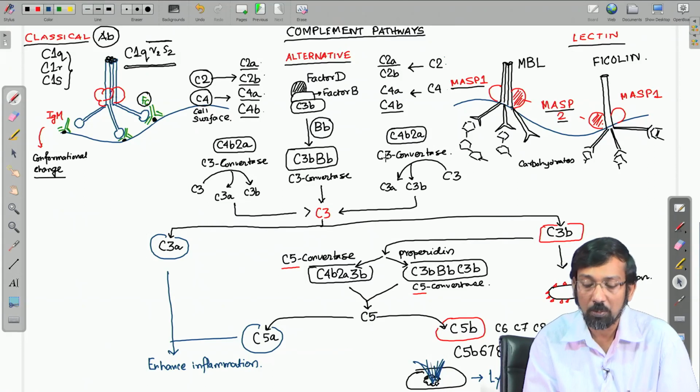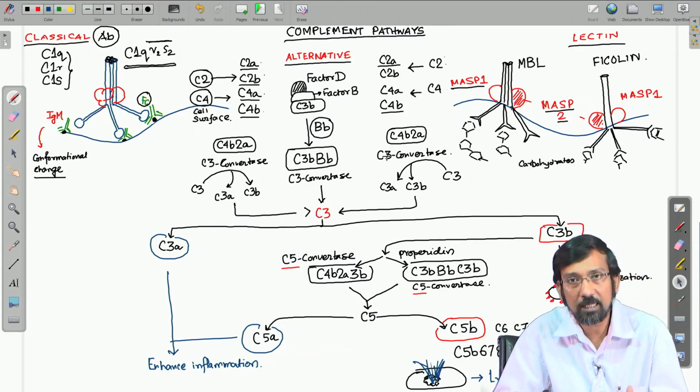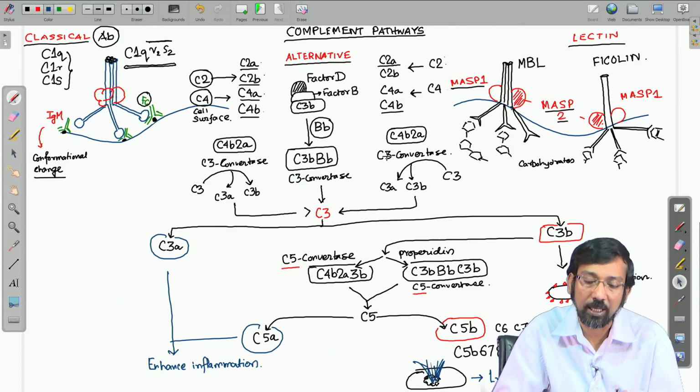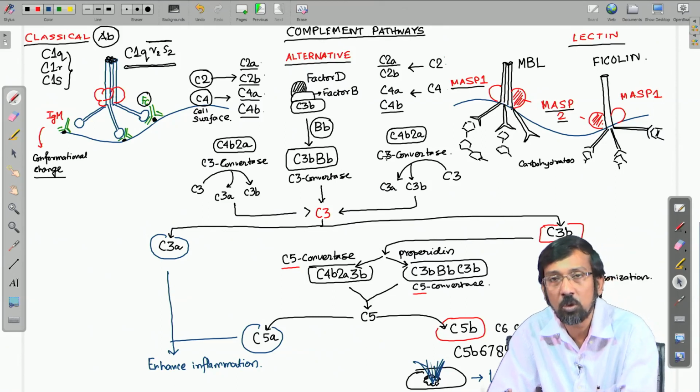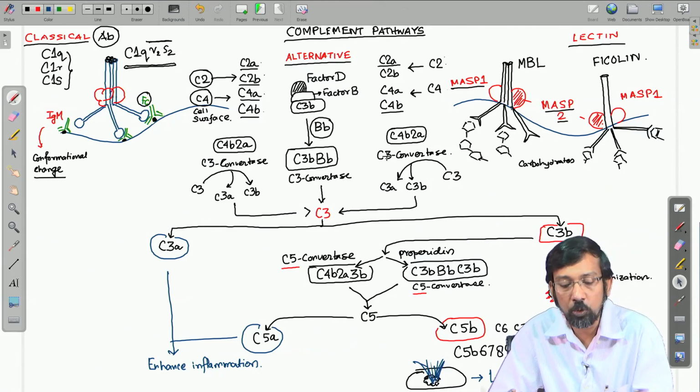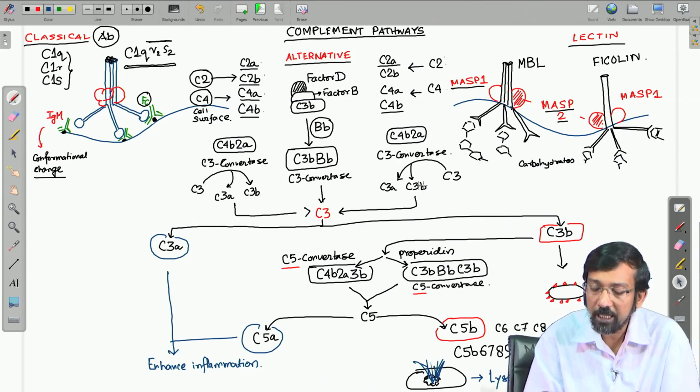which is C4b2a. Now, from the two independent pathways, the classical pathway and the lectin pathway, we get the same intermediate product, that is the 4b2a. In this case also we have 4b2a, here also we have 4b2a, and both of these are nothing but C3 convertase. So, C3 convertase can convert C3 into 3a and 3b.